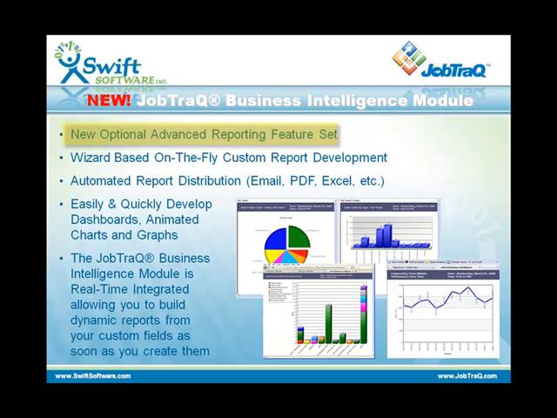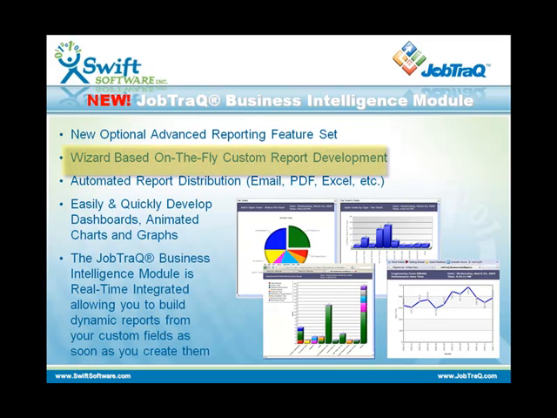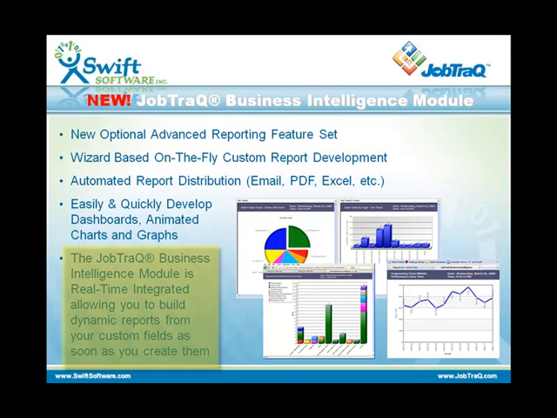JobTraQ has a new business intelligence module where you can create visually compelling reports showing key performance indicators and team performance metrics. You can answer questions like, how long does the average task take by type or by assignee? Discover bottlenecks in your workflow. Create graphical reports that show what stage or status all of your open tasks are in, and many other performance metrics. Reports can be created on the fly, shared, scheduled, and emailed. Custom fields in JobTraQ are immediately available in the BI reporting module.